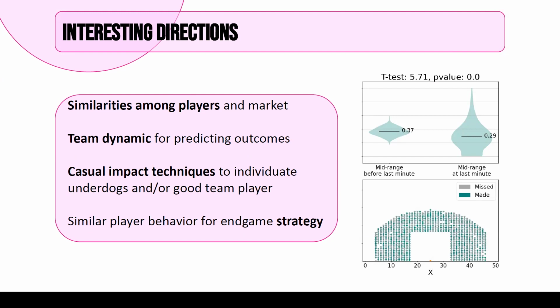The last thing I wanted to add is another work I did on the women's NBA and the shooting success before and at the very last minute of the game of each quarter. And we can see that the shooting rate is clearly decreasing during the last minute. So these are very simple statistics, but it could lead to some analysis on the end game strategy of players, for instance, or classify players according to their end game strategy.